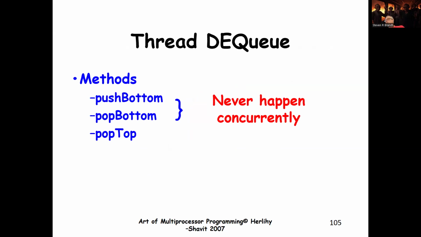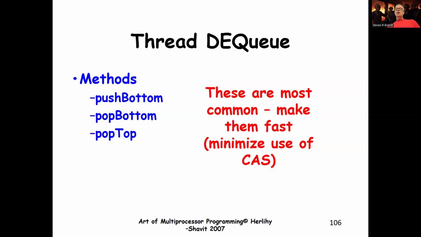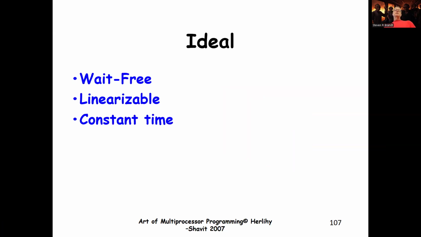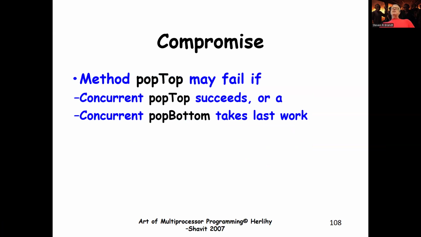And the first 2, push bottom and pop bottom, never happen concurrently. Only the thread that owns that queue is going to use those 2 methods. And if you're going to someone else's queue, you're only using pop top. Since push and pop bottom are the most common, we want to make them fast and minimize the use of CAS, right? So ideal is wait-free, linearizable, constant time. And the pop top may fail if there are two threads trying to steal from the same one, or if a pop bottom and a pop top are fighting for the last unit of work.